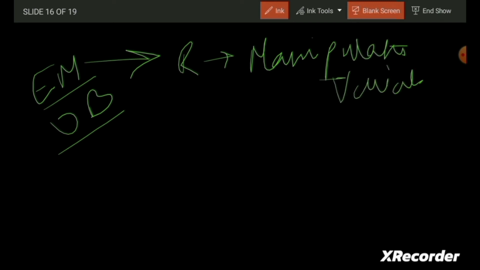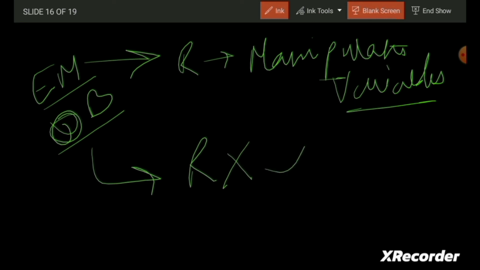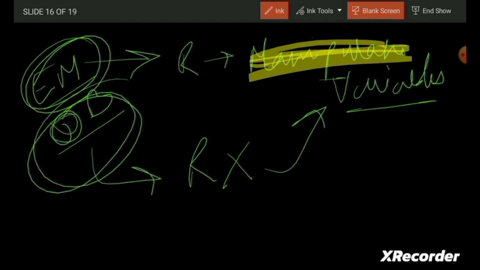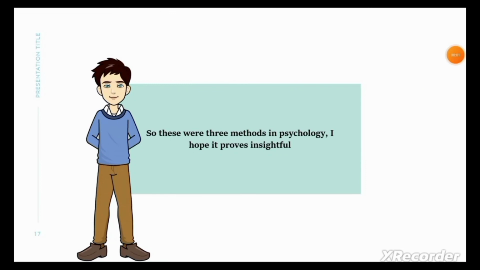What is basically the difference between the experimental method and the observation method? In experimental method, the researcher manipulates the variables, whereas in observational method, the researcher does not manipulate. The manipulation here is the key to understand. That is, if the researcher does manipulate or does not manipulate. If he does manipulate, it's experimental. If he does not manipulate and simply observes, then it is an observation method. So these were the three methods in psychology.